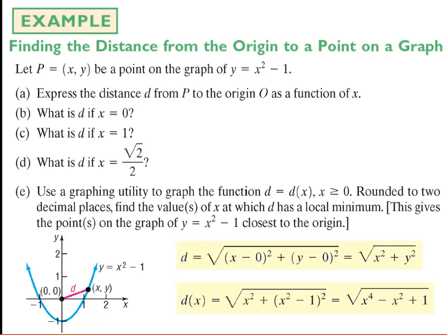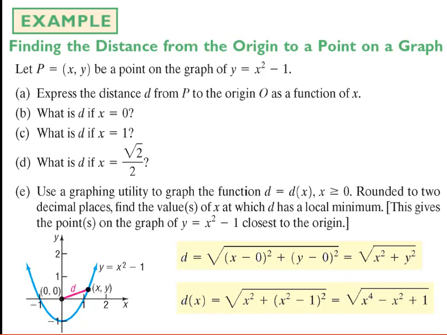Now one of the advantages to this is, suppose I want to find the distance where the point is x equals 0. Think about this for a second. If I'm talking about the point x equals 0 on the graph, that's this point right here. So I'm finding this distance. When x equals 1, I'm finding this distance here. When x equals root 2 over 2, I'm finding that distance. So the advantage to this formula is now I don't have to find the distance of every single point. I've got a formula that's going to do that for me.